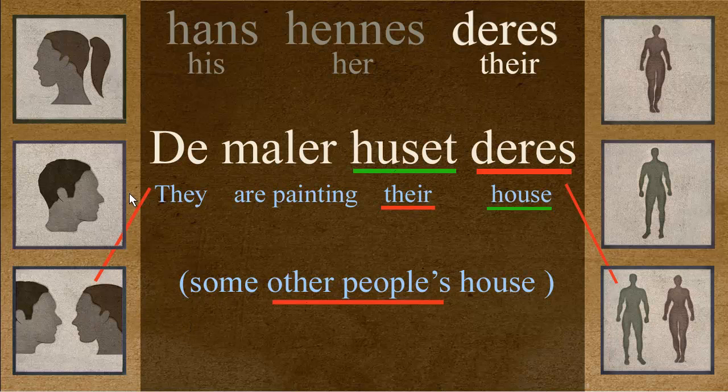So, you know, you can mix these up. I only did three of these, right? Die maler huset hans, die maler huset hennes. And that's actually a good exercise to just run through your mind. And you can do that yourself to practice.